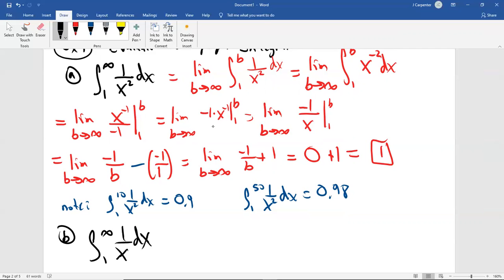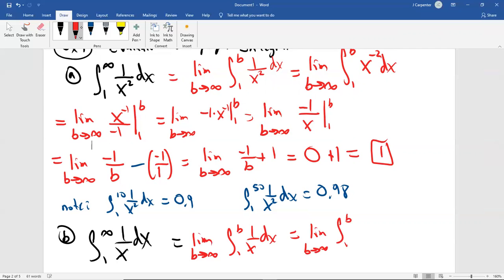But let's try this one. Because of the infinite endpoint, we have to switch this to a limit as b, or whatever letter you like, goes to infinity, from 1 to b of 1 over x dx, which clearly we need to make the limit as b goes to infinity, 1 to b, x to the negative 1, if you want to.